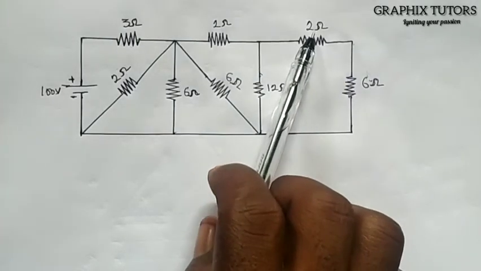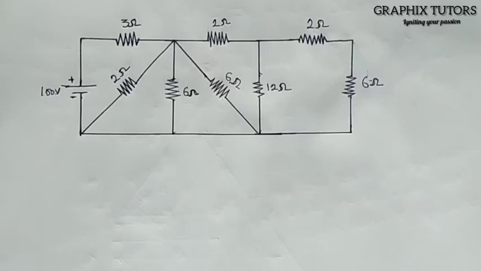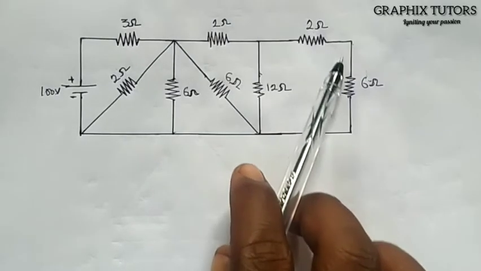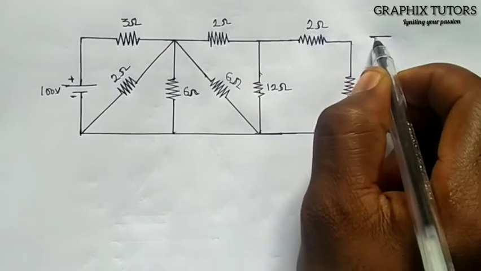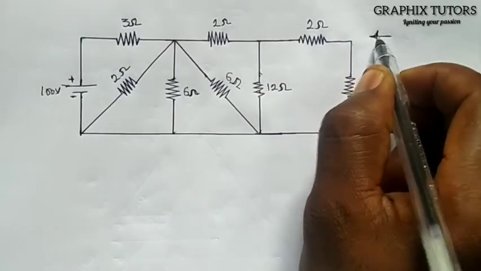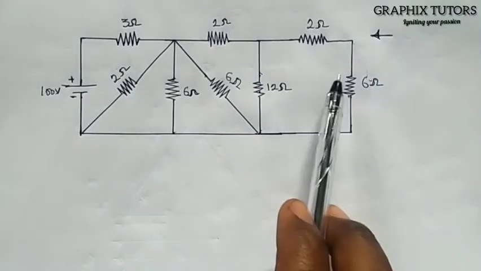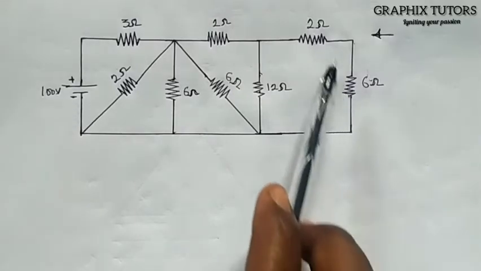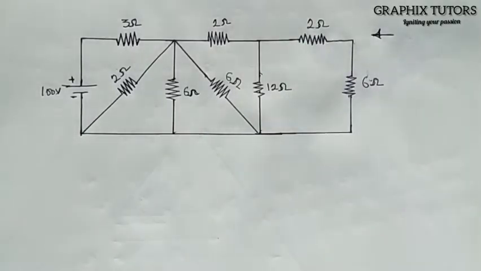this 2 ohm resistor and the 6 ohm resistor are in series because the same current is flowing through them. Whenever analyzing the circuit, you start analyzing it from what? From the back to calculate the total resistance. If you look at it very well, these two are in what? In series. So if I add these two resistances, I'll be having what? 8 ohms, right?